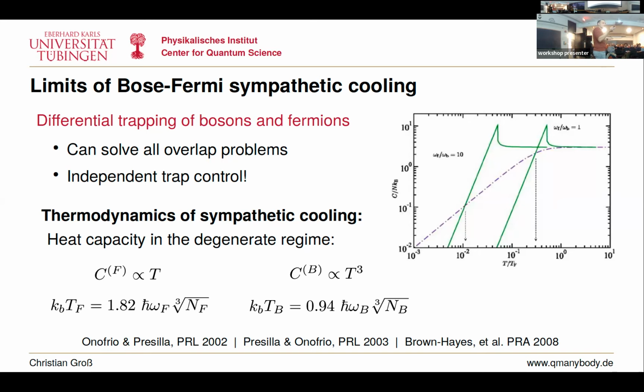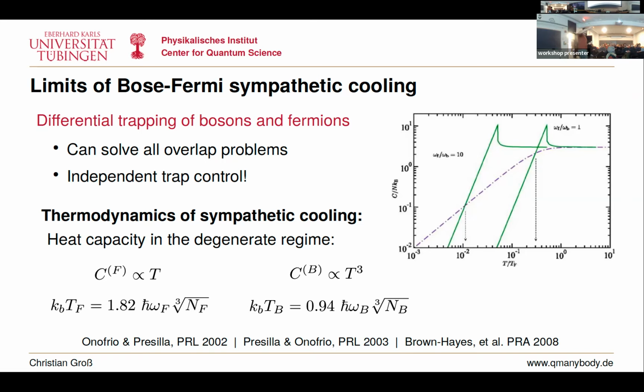The thing is, the heat capacity of the bosons goes down below Tc much faster than the heat capacity of the fermions. So that means you have a very inefficient coolant, because you cannot store as much energy in it, right? So that is something that spoils the efficient cooling of fermions by the bosons.